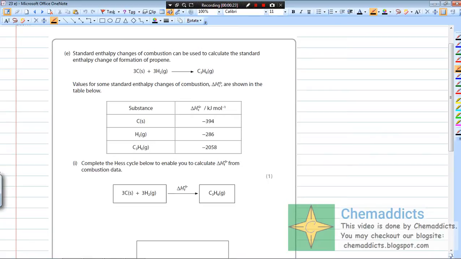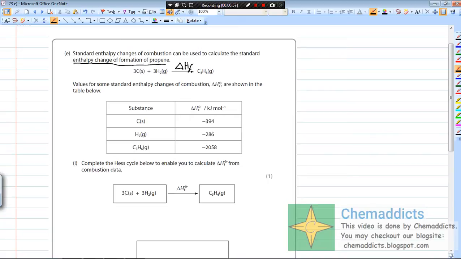Stay tuned. So at first, let us read the question. Standard enthalpy changes of combustion can be used to calculate the standard enthalpy change of formation of propane. Okay, so here we can see that this is the standard enthalpy change of formation.